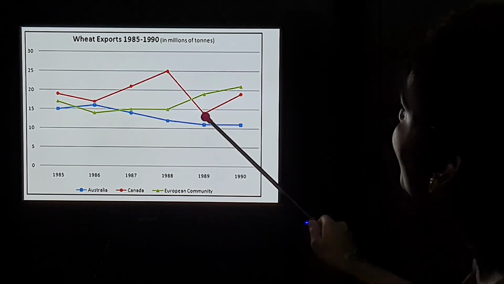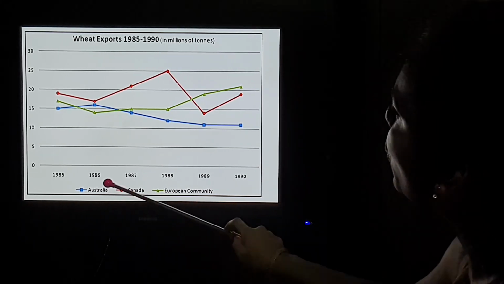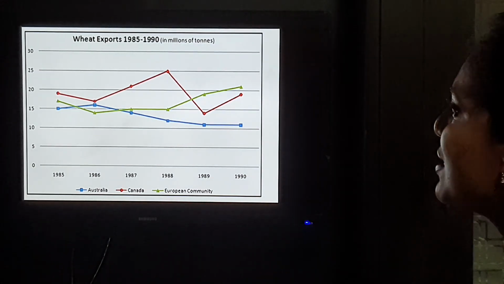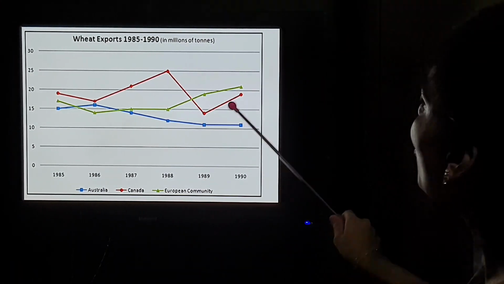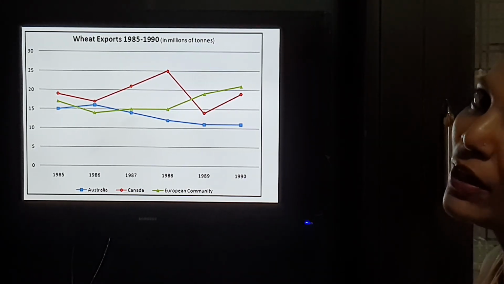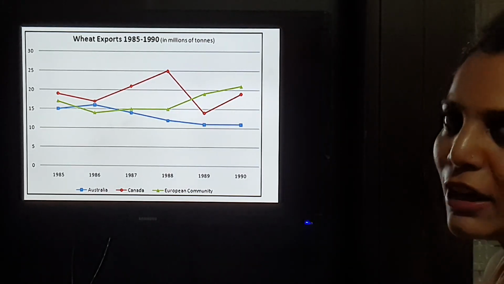As all of you can see, this red line is majorly over the blue and green line. So what can we say? That wheat export of Canada remains to be maximum among all the three regions that are given to you.